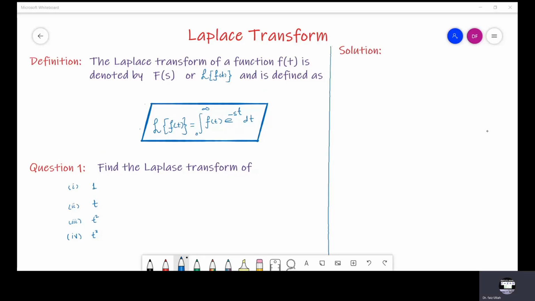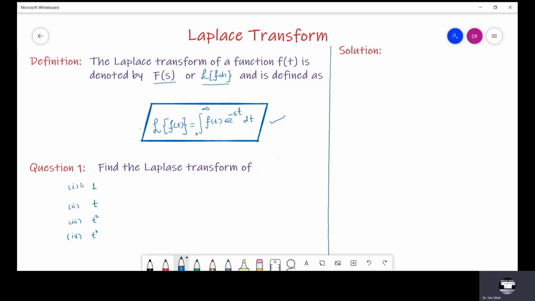Let us see the definition of Laplace transform. The Laplace transform of a function f of t is denoted by capital F of s or L of f of t, and it is defined by this formula. Laplace transform of f of t is equal to integration from 0 to infinity f of t e power minus st dt. So this is the basic formula which we shall use to find Laplace transform of different functions.